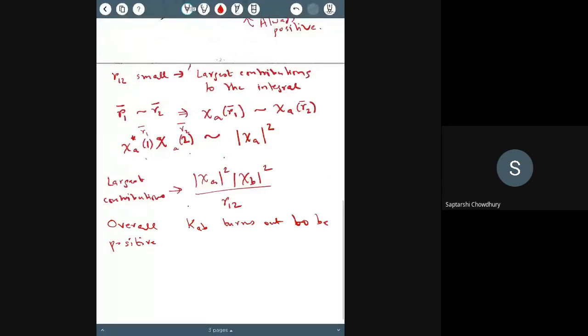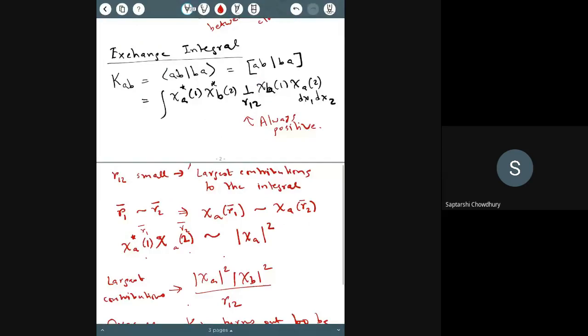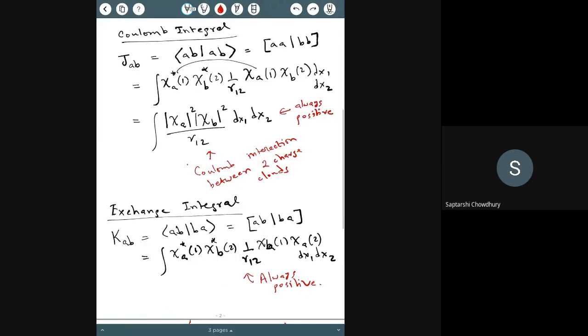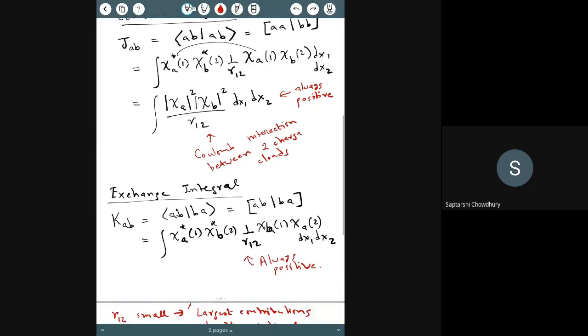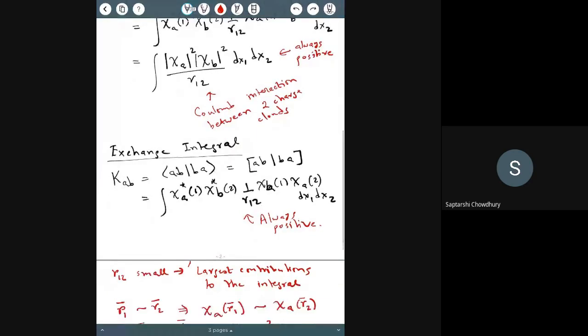And also, it is not a charge cloud interaction, as you can see. It arises from the antisymmetry of the Slater determinant. If you tried to find the energy of the Hartree product, for instance, you wouldn't get an exchange integral. Okay. Then, do you have any questions about the physical meaning of the two, the Coulomb and the exchange integral?